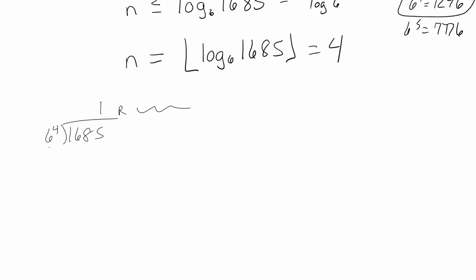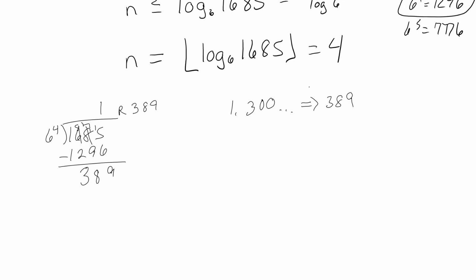I would go 1 times 6 to the 4th is 1296. And then you subtract, and I'm just doing this by hand to show you this relationship. I get remainder 389. But how do I take this 1.300 stuff and convert that to the 389? How do I get there?